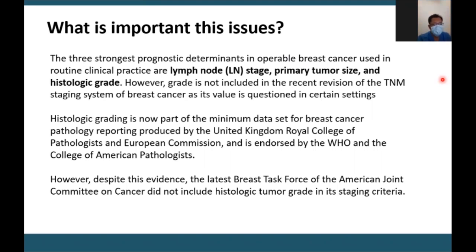What is the reason? There are two things that support it. Because the minimum data set for breast cancer pathology reporting was produced when the AJCC, American Joint Committee, staging criteria did not include grade. And the second, there are still differences in how to assess the histological grade.